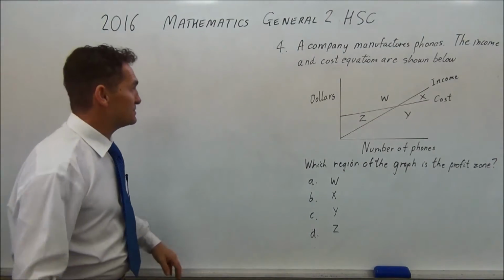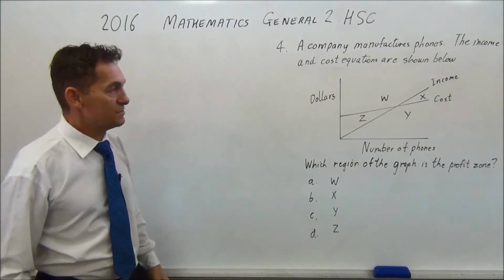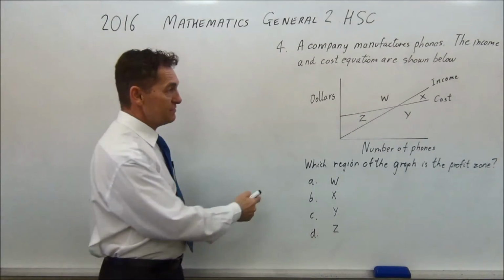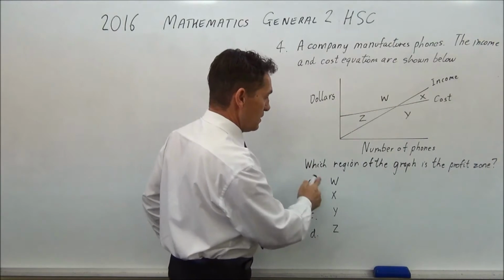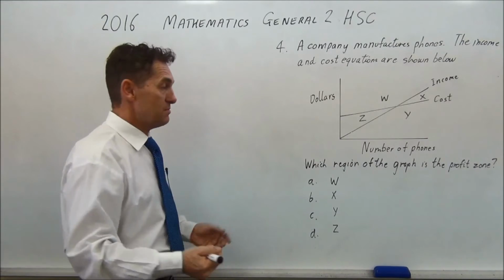G'day again, back for question 4. A company manufactures phones. The income and cost equations are shown below, and they give you this neat little graph. Which region of the graph is the profit zone? So where are you making money?